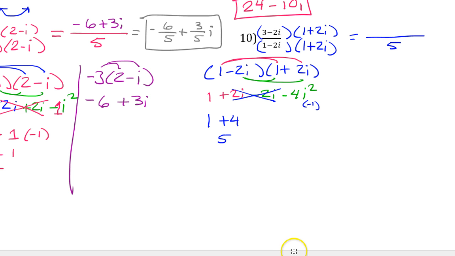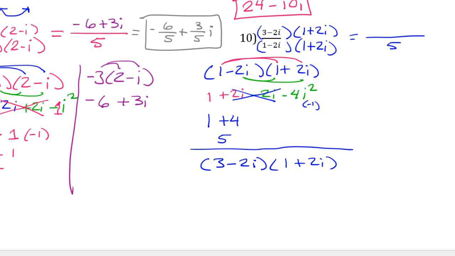So I've got that 5 happening. Okay, now let's look and see what's happening in the numerator. Just going to do that down here. Now the numerator was 3 minus 2i times 1 plus 2i.